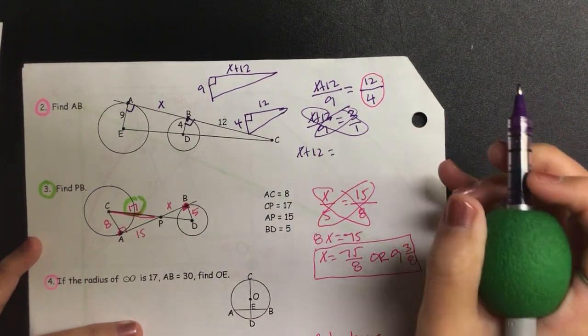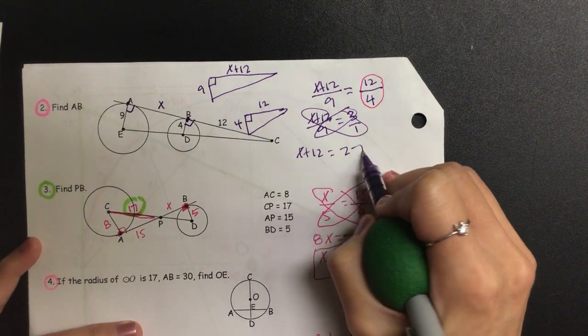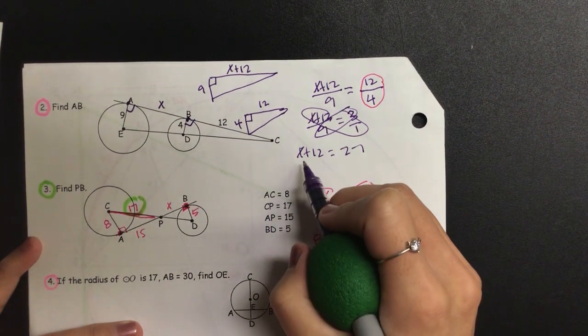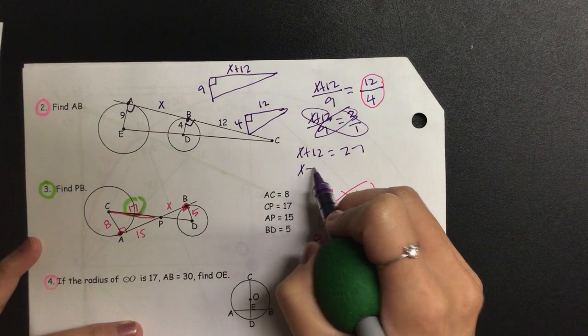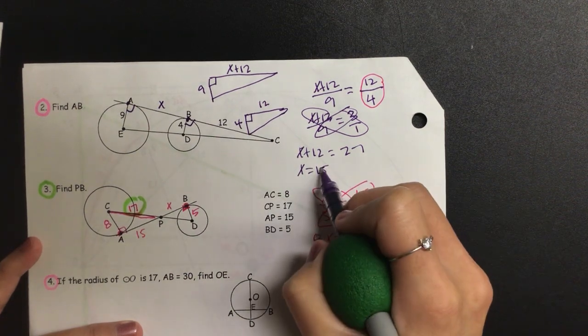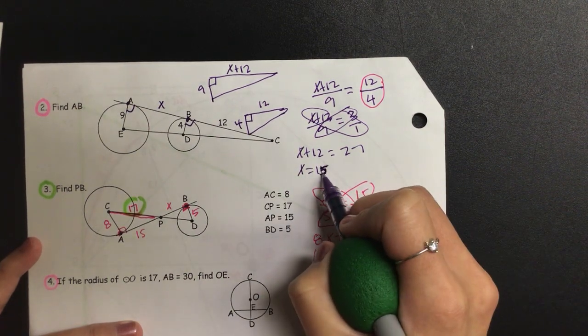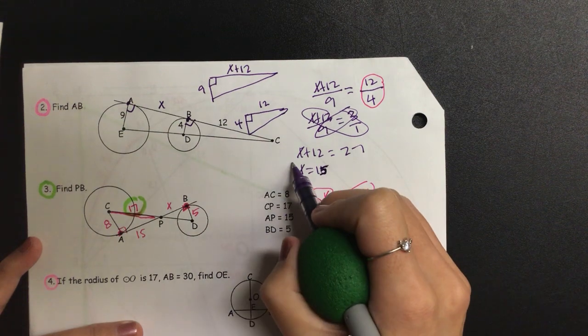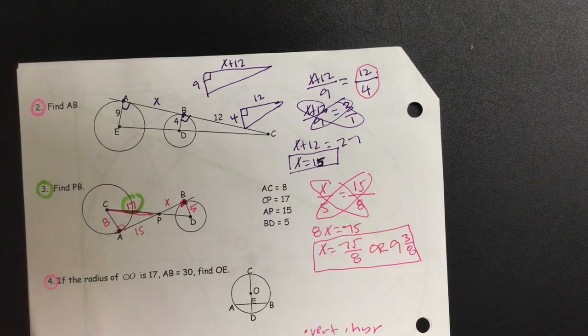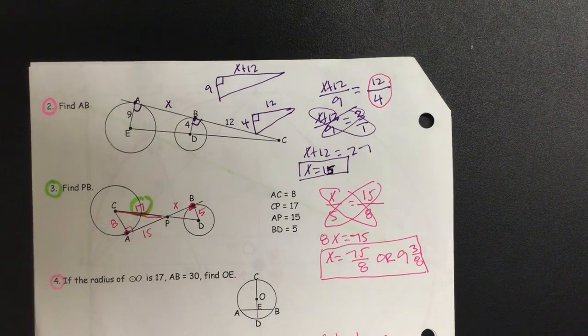What is 9 times 3? 27. And what is 27 minus 12? Boom. X equals 15. And x was the AB, so we're done. So do simplify as you go since you can't use a calculator, okay? Unless you're okay with the bigger numbers. Okay, number 4.